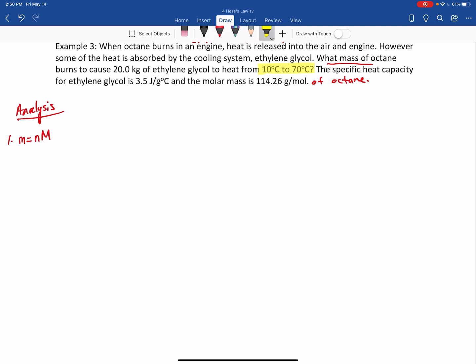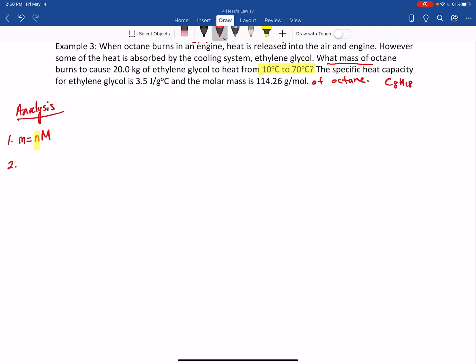We'll call this equation 1. We read it off the periodic table for octane, which is C8H18. But there's no information there that tells us what the moles are. So we need another equation.